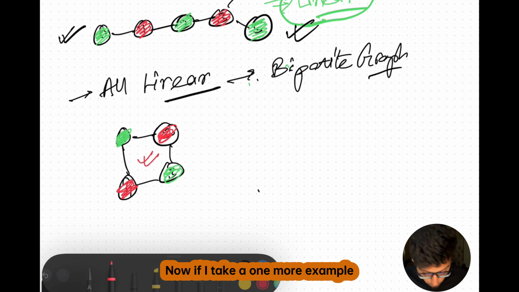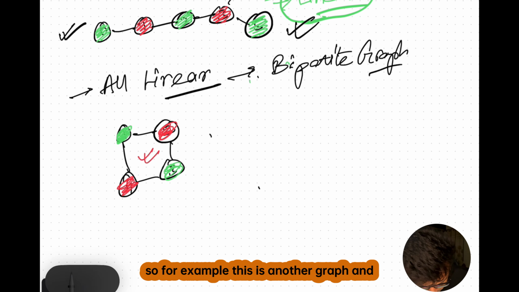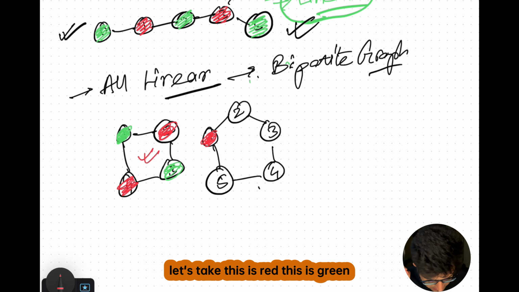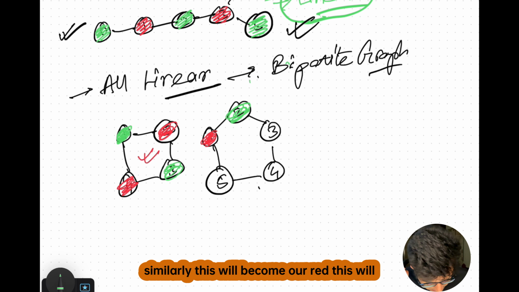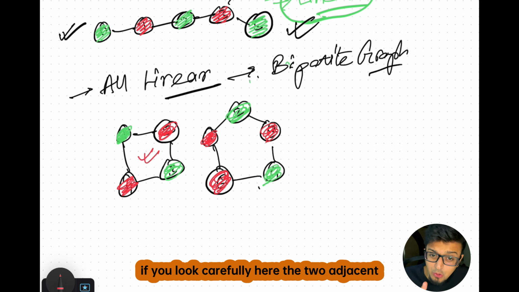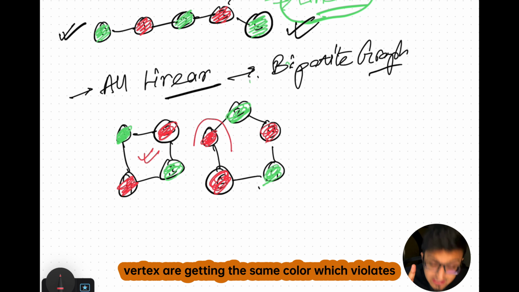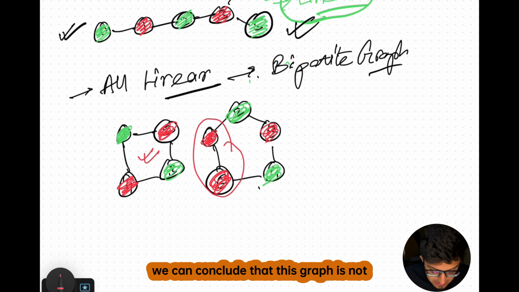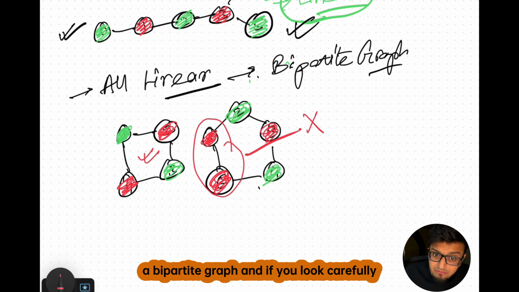Now, if I take one more example, for example, this is another graph, and if I start coloring here also, let's take this as red, this as green. Similarly, this will become red, this will become green, this will become red. And here if you look carefully, the two adjacent vertices are getting the same color, which violates our definition of the bipartite graph. And thus we can conclude that this graph is not a bipartite graph.